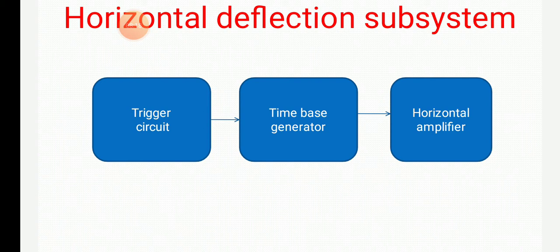Again, it consists of three signals. First one is the internal, second one is the external, and third one is the line signal. So what are the functions of internal, external and line signal? Internal stands for INT. Its function is to provide a replica of the input signal that is applied to the vertical amplifier. The name itself indicates replica. Whatever signal you provide will be replicated.